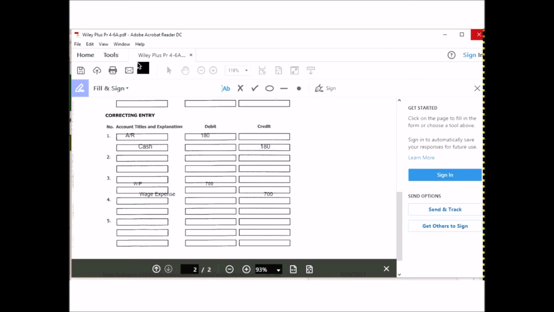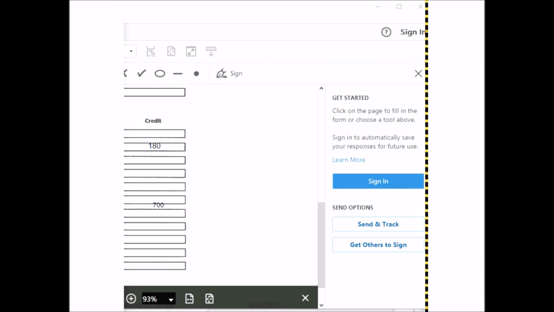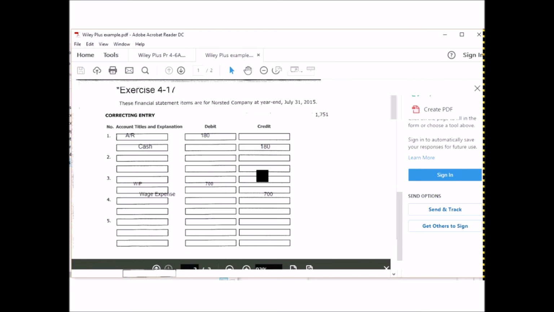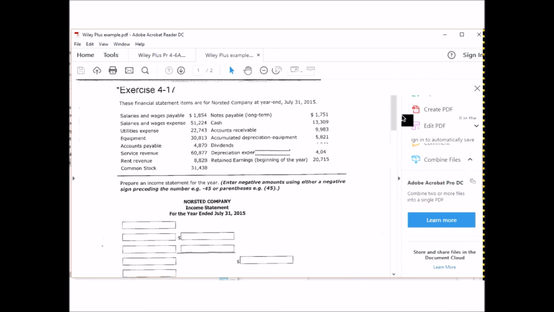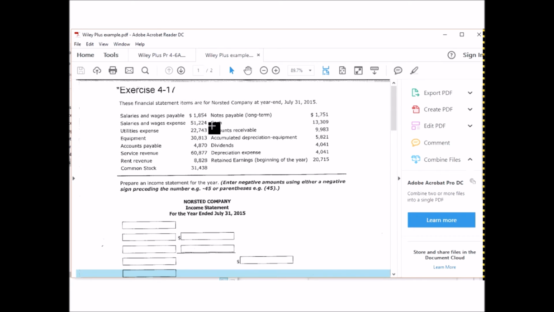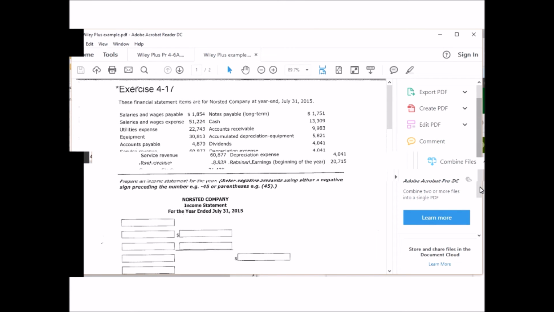The last thing that I do want to look at before we sign off, and I'm going to now pull up a financial statement problem. We're not going to go through the whole thing, but just to give you an idea. This is exercise 4-17. What they've provided for us in this example is a whole bunch of accounts in no particular order.